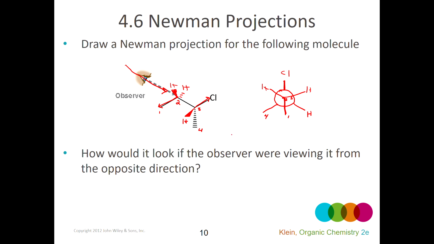So what if I looked in the other direction? What if my eyeball were here, looking in the other direction? Well, then carbon 3 would be the front carbon, and the back carbon would be carbon 2. On the front carbon, the chlorine's sticking straight up. If I'm in the plane and this hydrogen's pointing out of the plane, that's going to be on my left. And the methyl group would then be on my right.